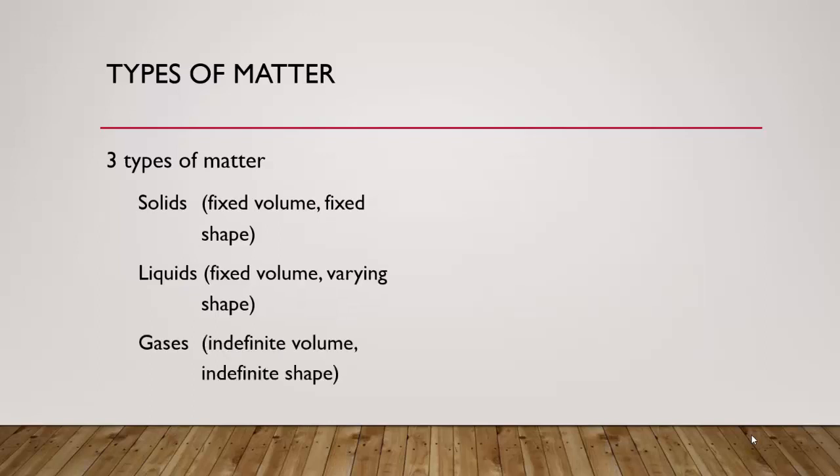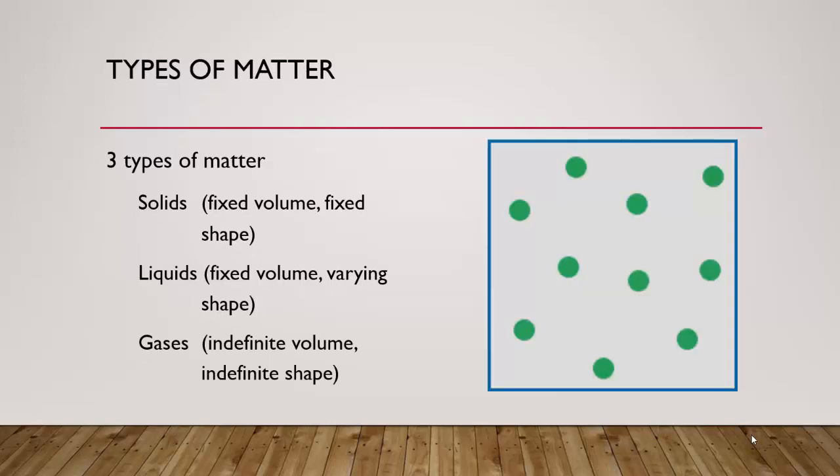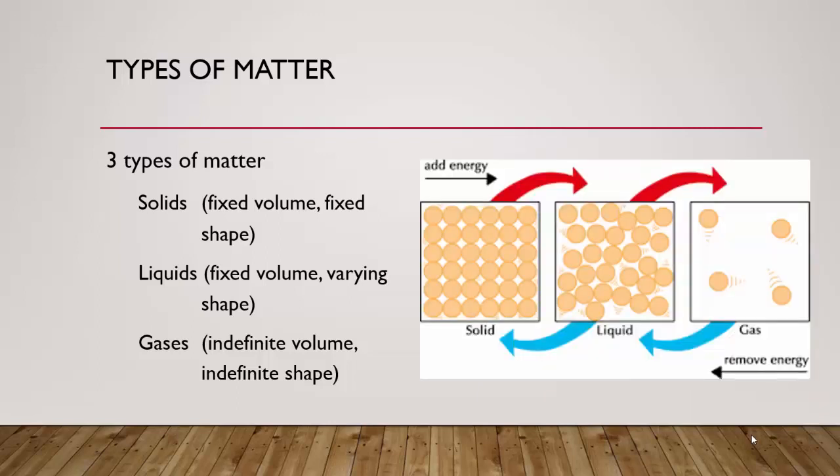Last, there were gases, which have an indefinite volume and an indefinite shape. And the atoms or molecules are so far apart from each other, they really don't interact, and so they don't stay cohesive, and they become a gas. And it turns out that solids can melt and become liquids, and liquids can evaporate and become gases, and gases can condense and become liquids, and liquids can become solids.